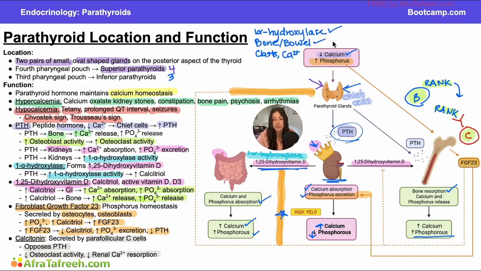The B stands for bone and bowel. So that is where our 1,25-dihydroxyvitamin D is going to go. In the bowel, it's going to stimulate the absorption of calcium and phosphorus, and in the bone, we are going to stimulate that bone remodeling.